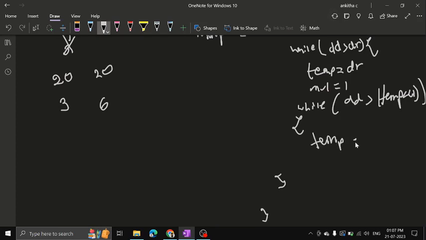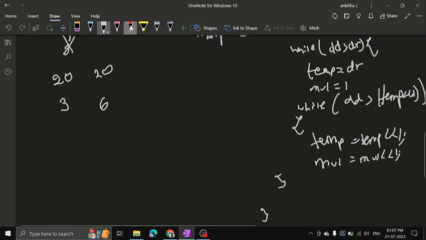So in this case, temp will be equal to temp left shifted by 1 position if this condition is true, and multiply will also be left shifted by 1 position. So multiply will be equal to 2 now, and temp will be equal to 6. This is temp.